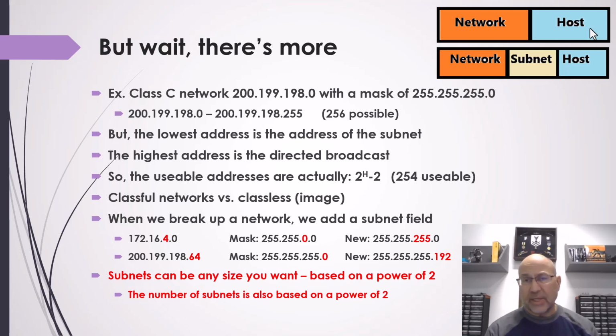Now, subnets can be any size that you want, as long as they're based on a power of 2. The number of subnets is also based on a power of 2. So we create 2 subnets, or 4 subnets, or 8 subnets, 16, and so on. And a subnet will have 2 hosts in it, or 4 hosts, and so on. 256, 512 hosts, 1,024 hosts. So this is how we have to think about this. It's in terms of powers of 2, because every time we manipulate the bits, we change one of the bits to a 0 or one of the bits to a 1. We're either cutting the address space in half or doubling it.